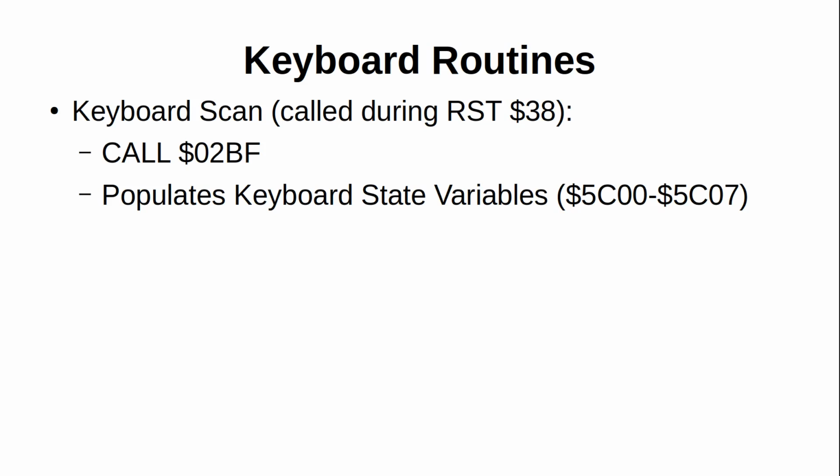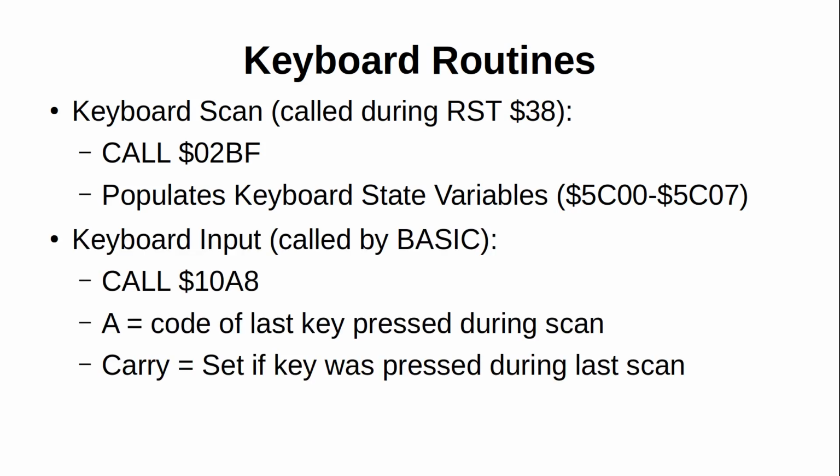This will populate the keyboard state variables at the beginning of the basic reserved RAM. Then you can call the keyboard input routine at 10A8 to retrieve the code of the last key that was pressed and place it in the accumulator. If that key was still being pressed during the last scan, the carry bit will also be set, so you can just keep calling this routine while your interrupts are triggering keyboard scans, and jump out of that loop when carry is set to process the new keystroke. We'll see how that works later in the example program.